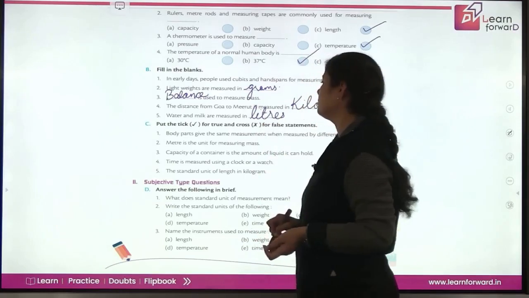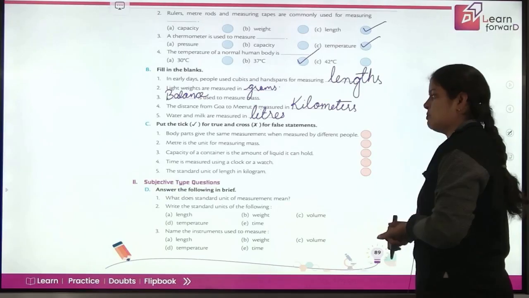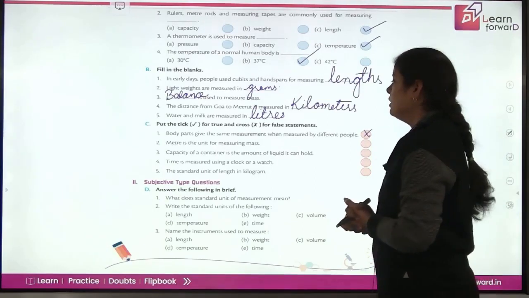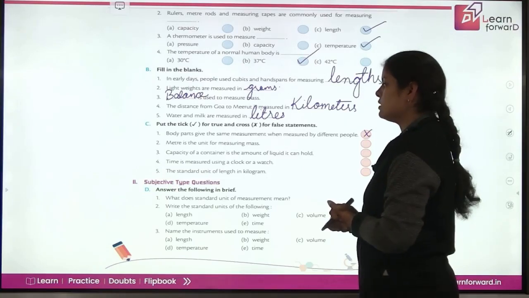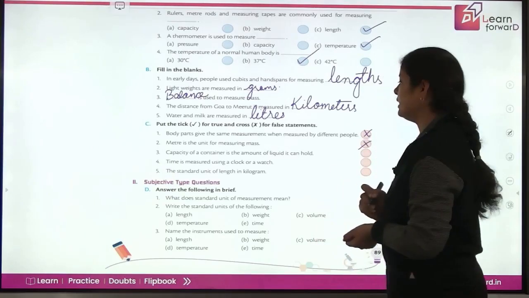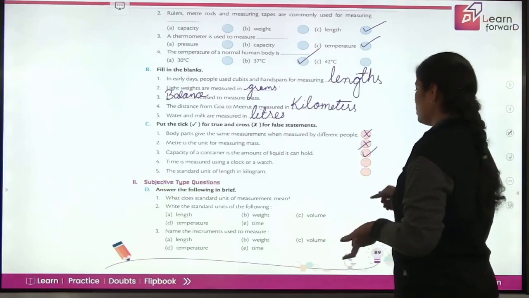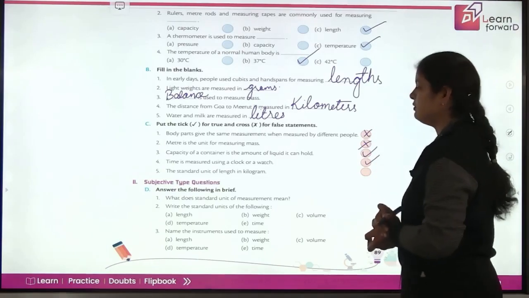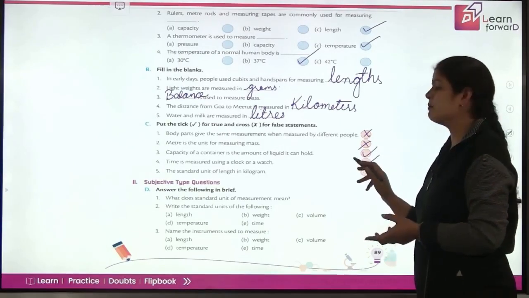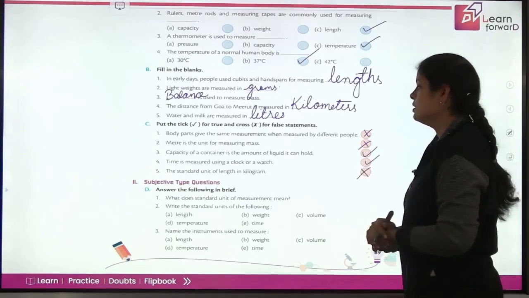Tick and cross, true and false. Body parts give the same measurement when measured by different people. No. Meter is the unit for measuring mass. No, meter is for length. Capacity of a container is the amount of liquid it can hold. True. Time is measured using a clock or a watch. True. The standard unit of length is kilogram. No, kilogram is for weight. For length, it is meter. Cross.